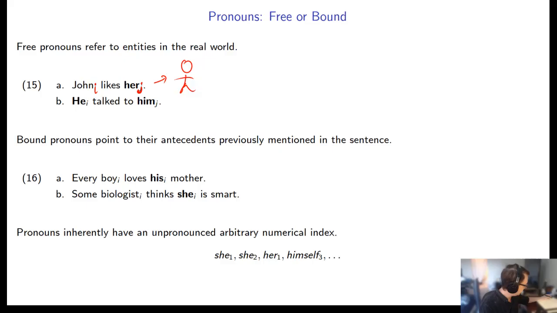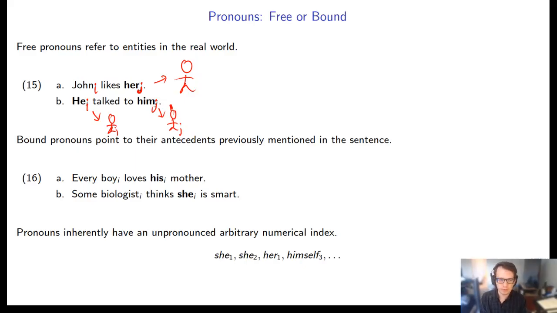In a sentence like he talked to him, where he is i and him is j, i and j are two different people. They refer to two different things, and neither i nor j are mentioned previously in the sentence. So he is person i, and him is person j. We'll give this person a mohawk or a cyst or something, so we know they're different. So those are two different people.